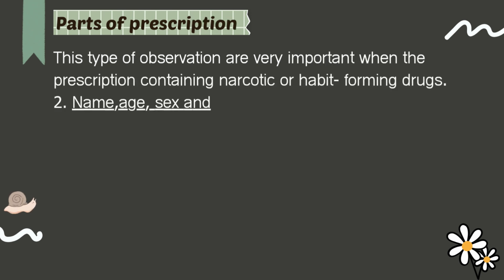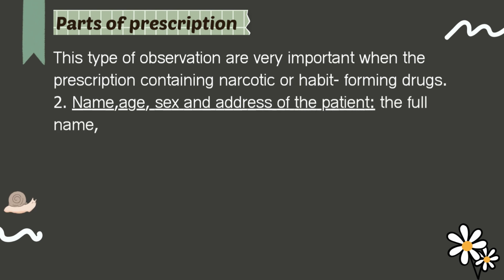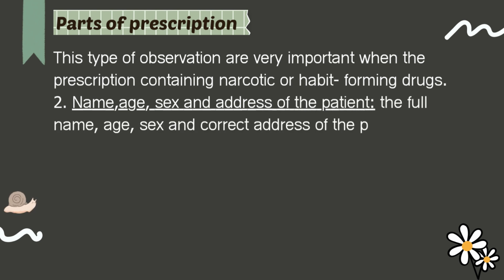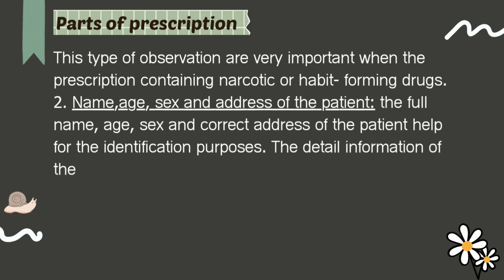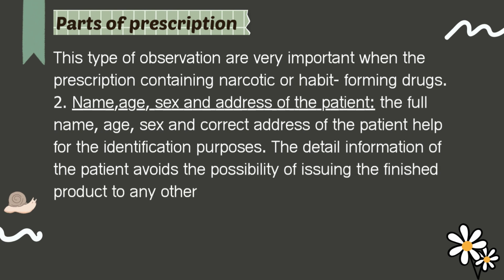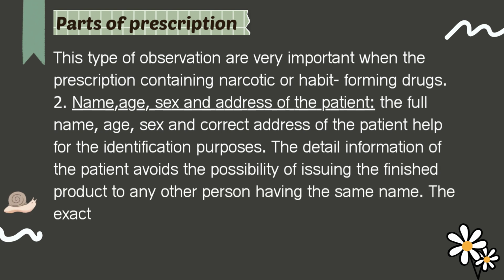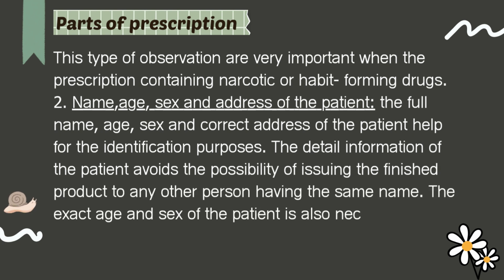2. Name, age, sex and address of the patient. The full name, age, sex and correct address of the patient help for identification purposes. The detailed information of the patient avoids the possibility of issuing the finished product to any other person having the same name. The exact age and sex of the patient is also necessary in the case of children.